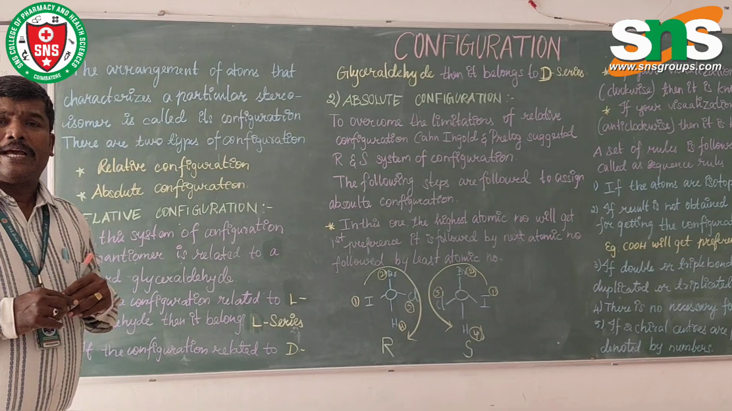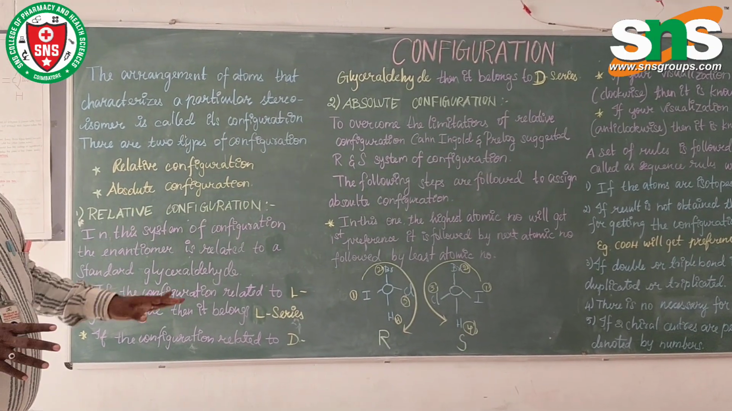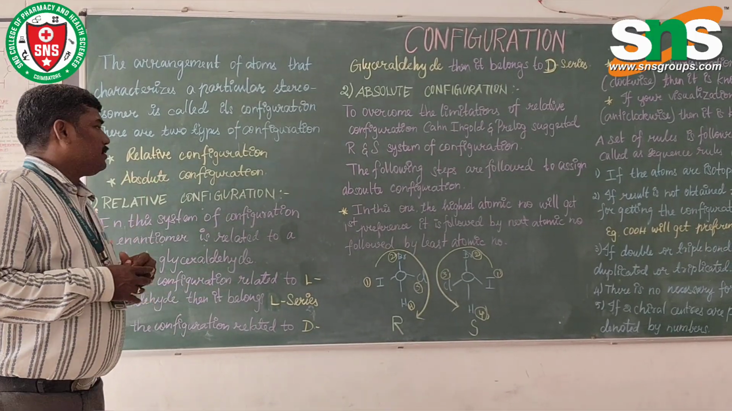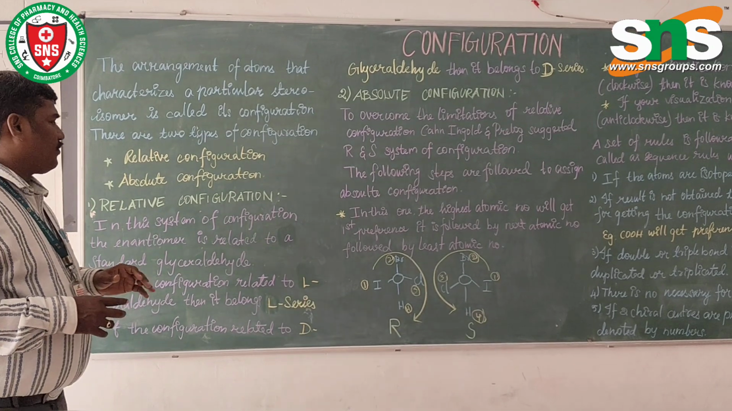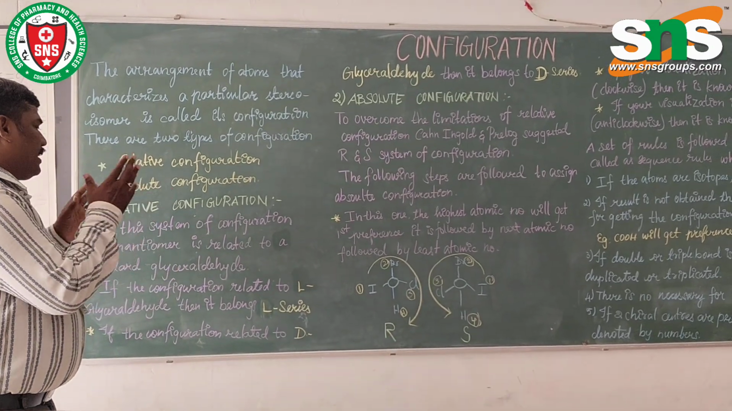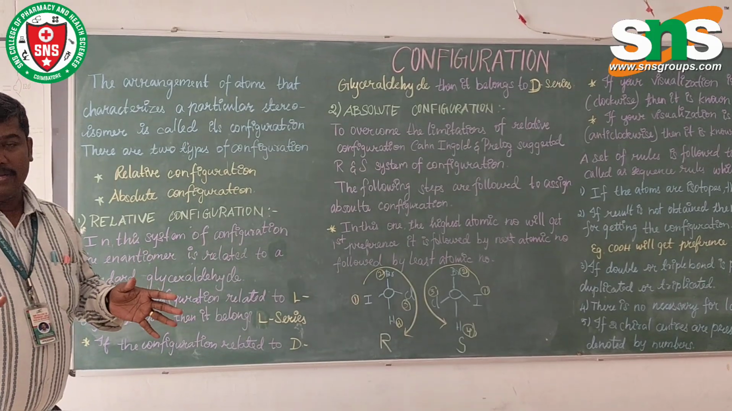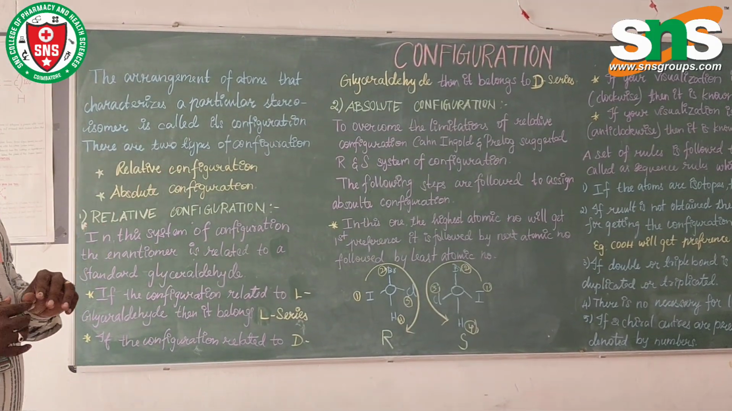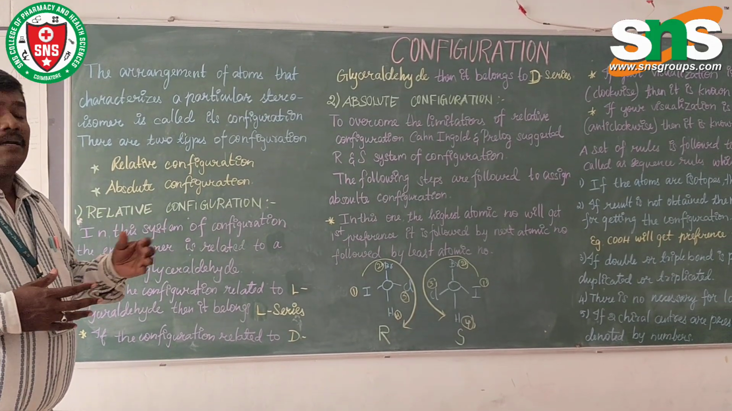Normally there are two types of configuration. One is relative configuration and another one is absolute configuration. Let us see what relative configuration is. In relative configuration, the enantiomer is related to standard glyceraldehyde. So we are relating the enantiomer with the standard glyceraldehyde, and from that we will determine the configuration.